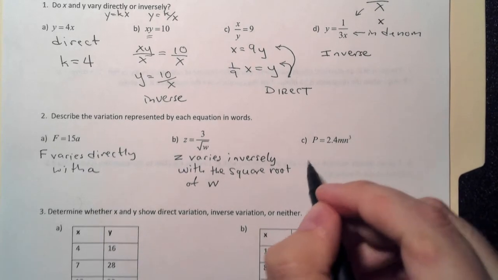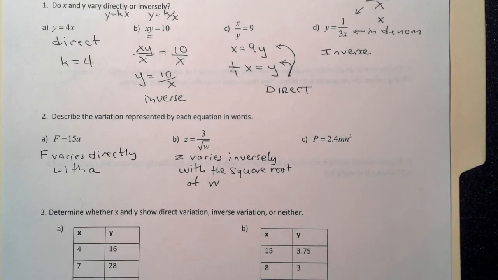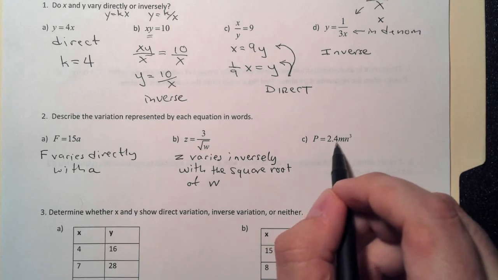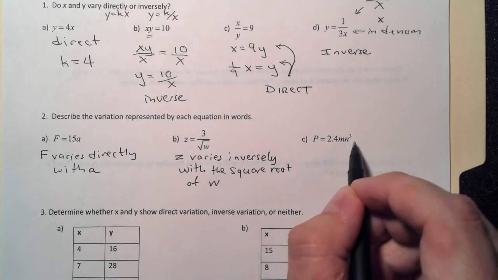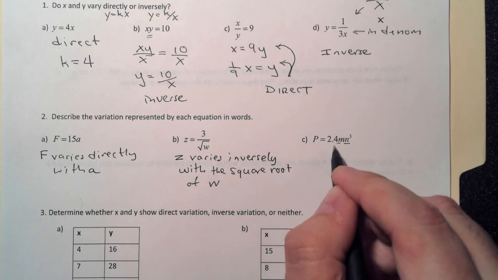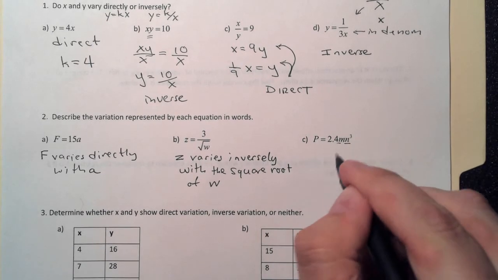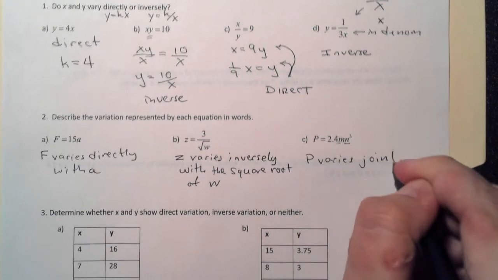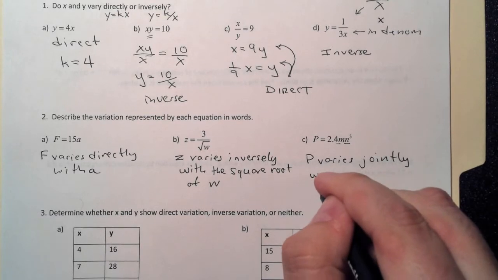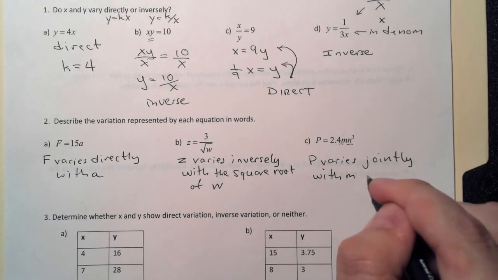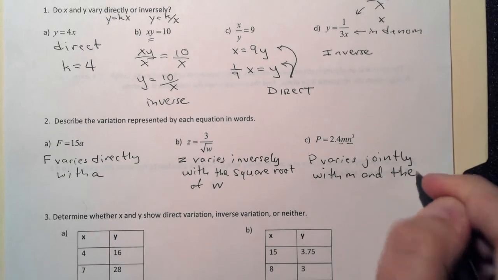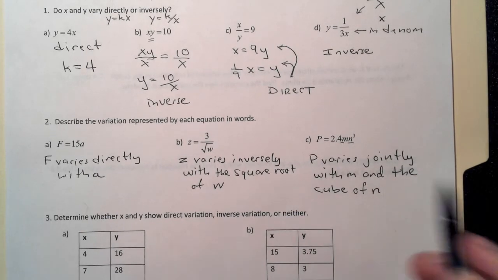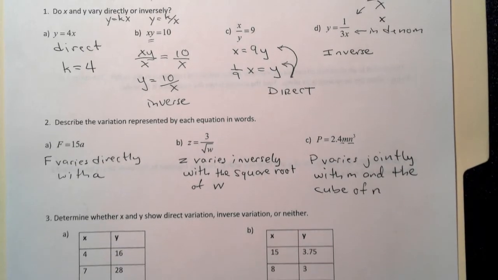One last example. P equals 2.4 times mn cubed. Think for a second. I see P equals, there's my constant, mn cubed. I have two things right here. Two things looks like a double direct variation. This is a joint variation. So P varies jointly with m, and you could say n cubed, or typically we might say the cube of n. But this is in fact a joint variation.